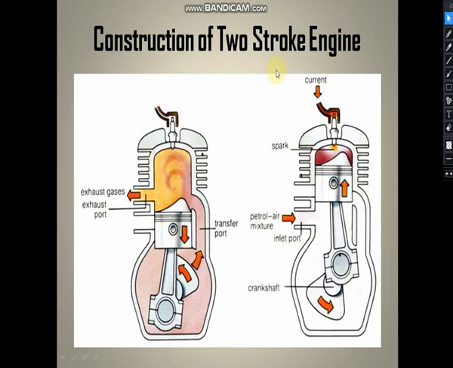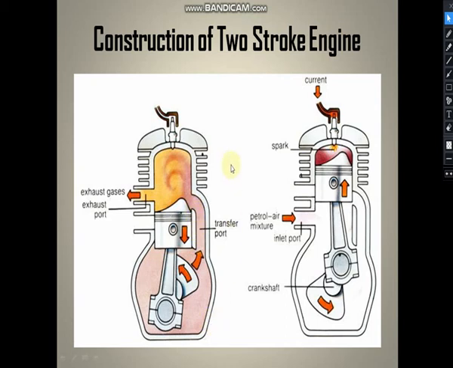Clear? And another difference is that in the case of the 2-stroke engine, one transfer port is used, that you can see here.